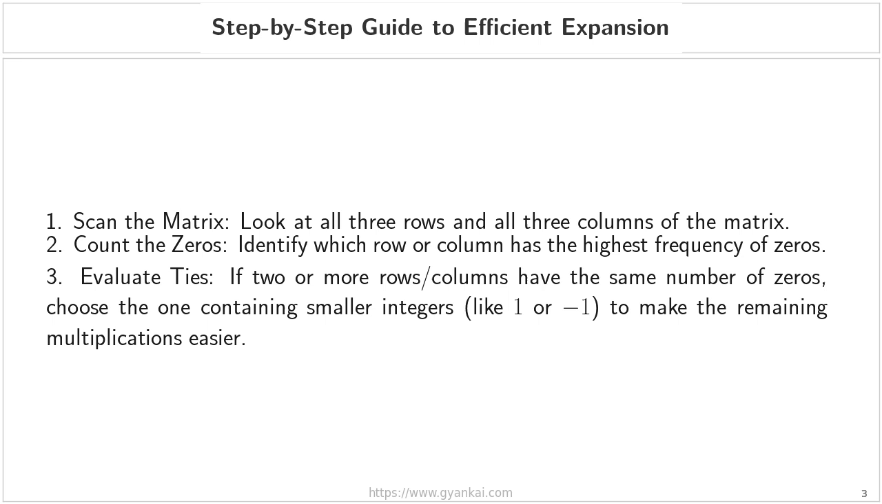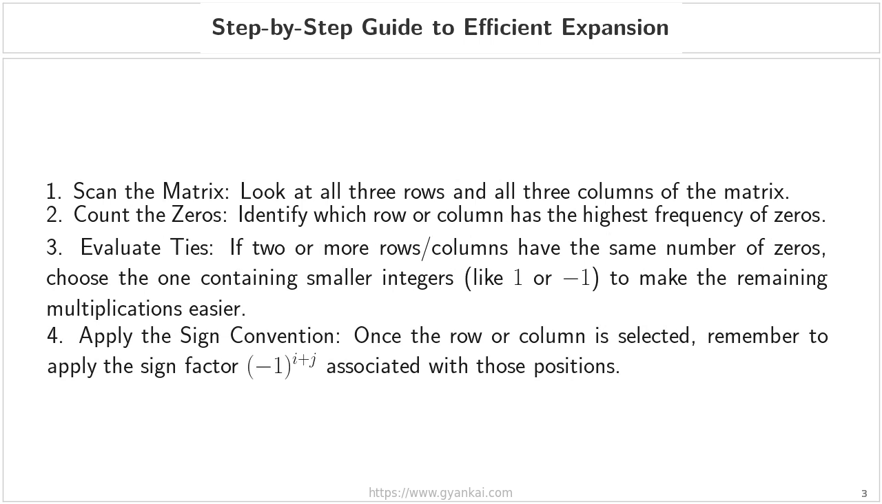Step 3, evaluate ties. Now, what happens if you find a tie? For instance, if row 1 and column 2 both have 1 zero, don't panic. In this case, look for the path of least resistance. Choose the row or column that contains smaller integers, such as 1 or -1. This keeps your remaining multiplications as simple as possible. Step 4, apply the sign convention. This is a crucial step where many students lose marks. Once you have selected your optimal row or column, you must remember to apply the sign factor, which is -1 raised to the power of i plus j, associated with those specific positions. Always double-check your signs before proceeding.